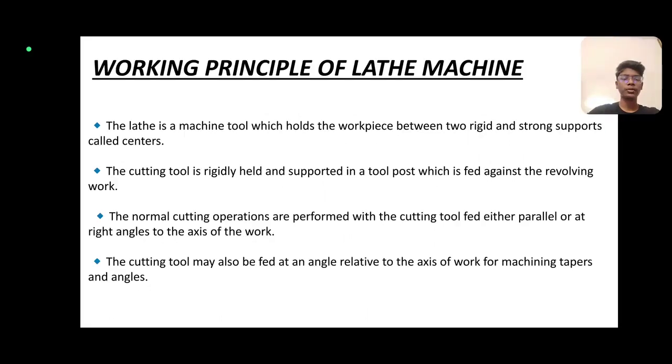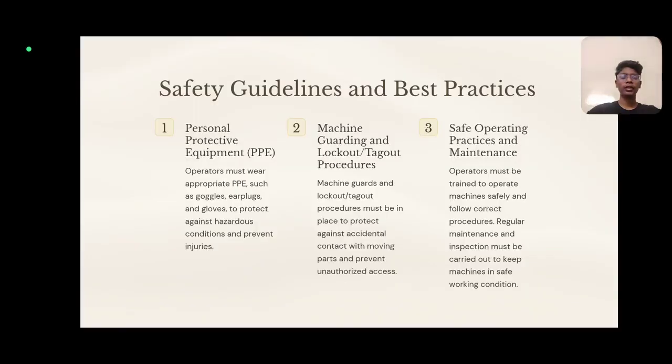Next, working principle of the lathe machine. The lathe is a machine tool which holds the workpiece between two rigid and strong supports called centers. The cutting tool is rigidly held and supported in a tool post which is fed against the revolving work. The cutting tool may also be fed at an angle relative to the axis of work for machining tapers and angles. The guidelines.